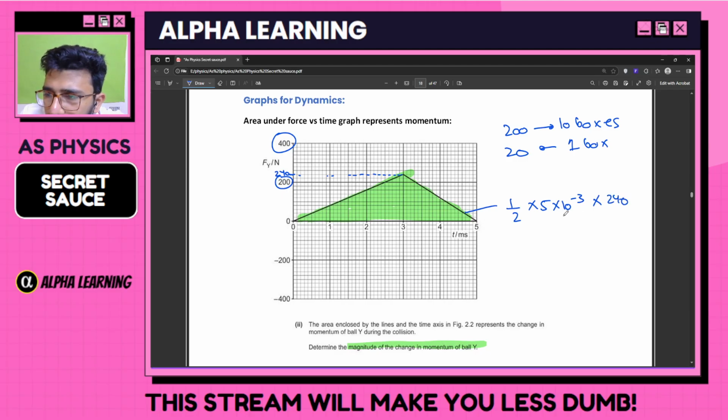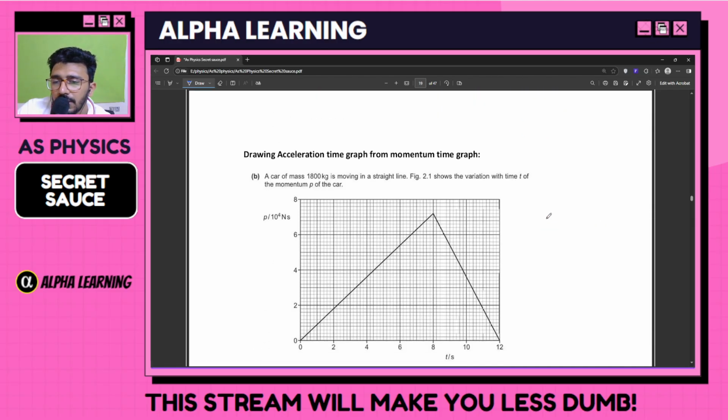Your height is 240. Can you calculate the change in momentum? Easy peasy. Always remember that the area under the force versus time graph is equal to your change in momentum. Nothing complicated here. This comes out to be 0.6 Newton second. These are the units of momentum.